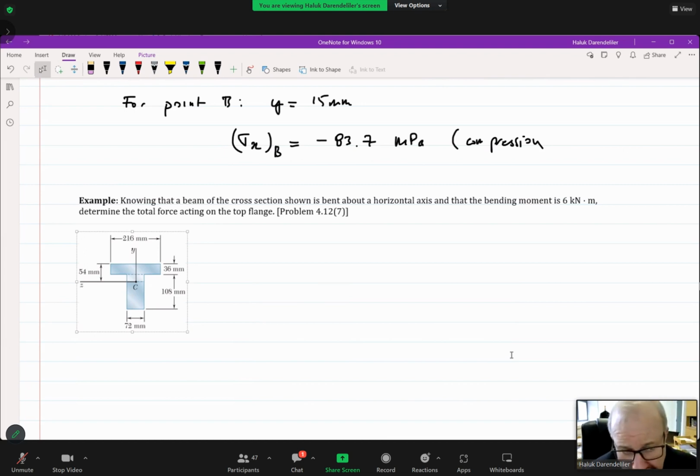Now, first, what is the total force on this cross section if there is only pure bending? Who is going to answer? Total force on this cross section for pure bending. Yes?